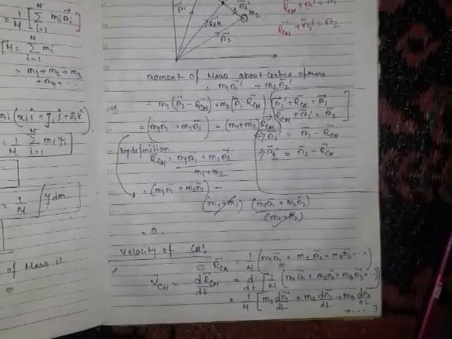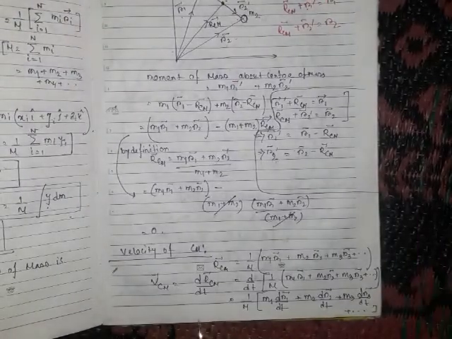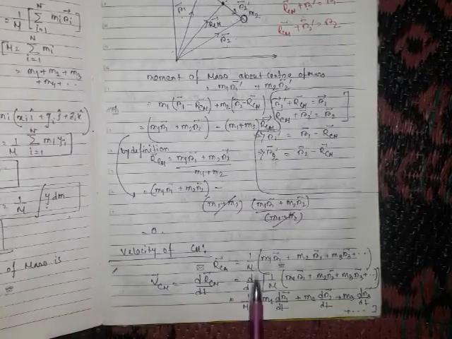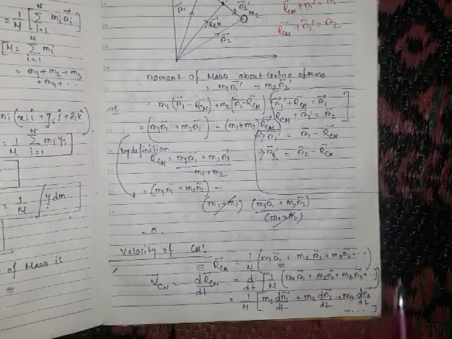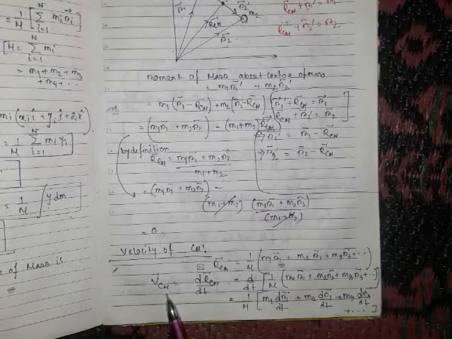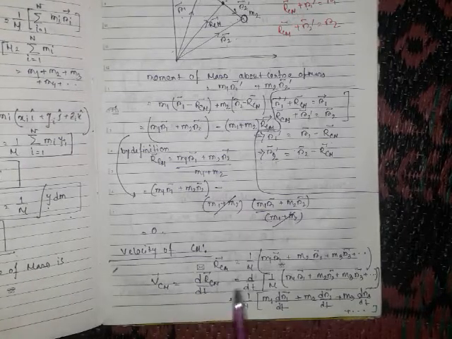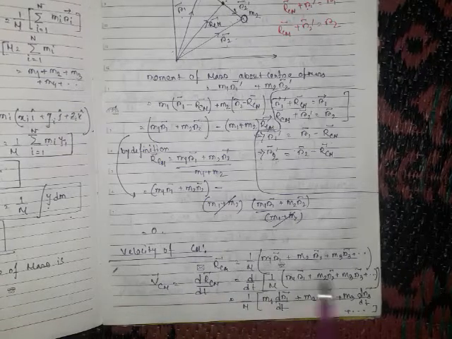Now we have the position of the center of mass. Now find the velocity of the center of mass. Your position of the center of mass r_CM is 1 by m (m1 r1 plus m2 r2 plus m3 r3). Now what will be the value of v_CM? That will be d/dt of r_CM. So d/dt of 1 by m, this thing.